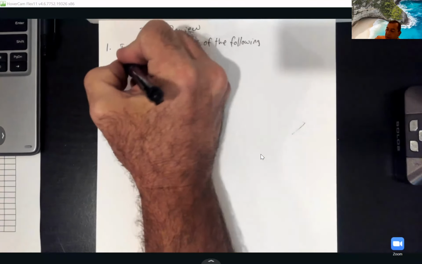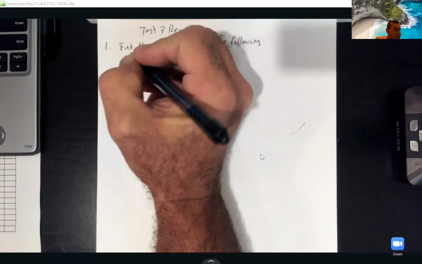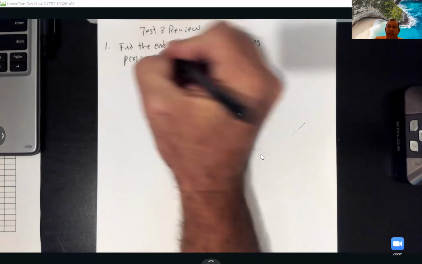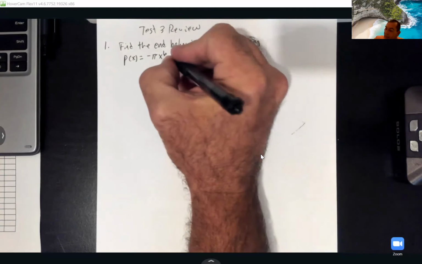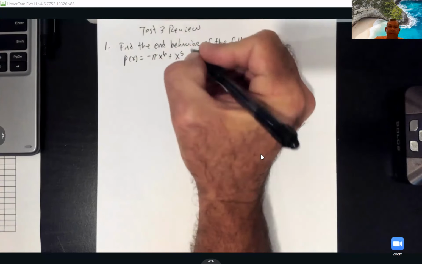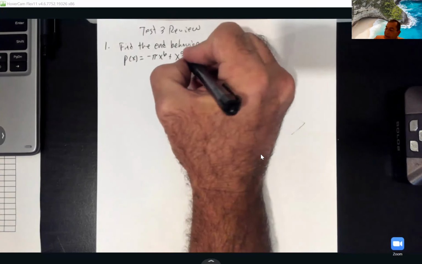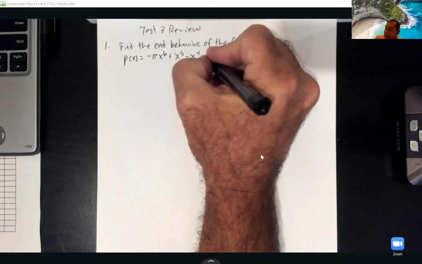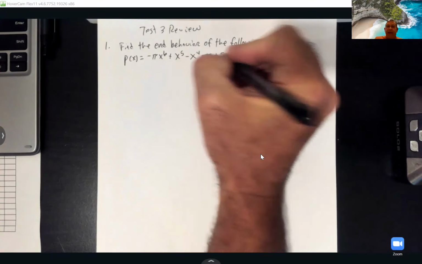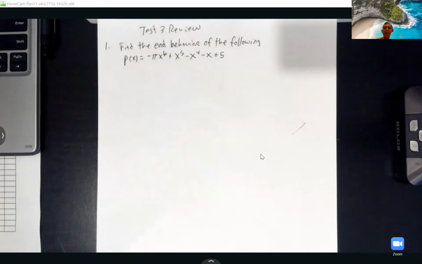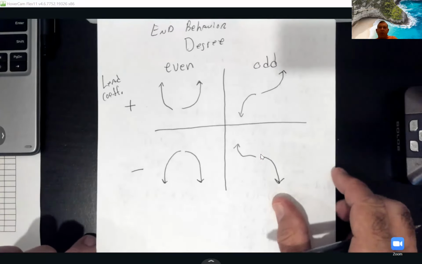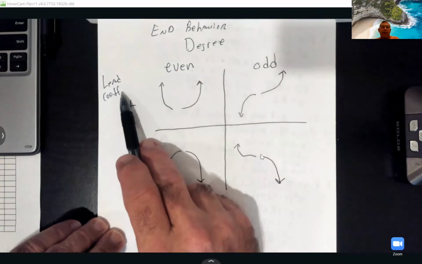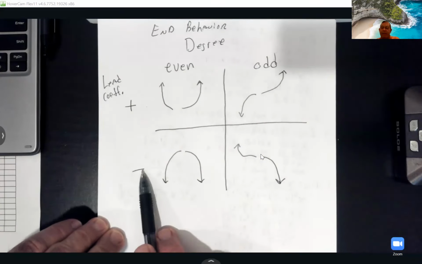All right, so they're giving us P of X equals negative pi x to the 6th plus x to the 5th minus x to the 4th minus x plus 5. Now remember, for the end behavior, I'm going to be using this chart where the degree is even or odd, and the lead coefficient can be positive or negative.